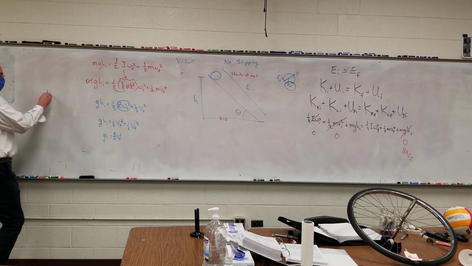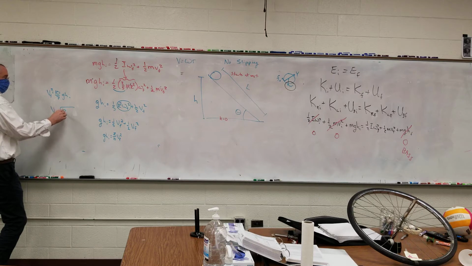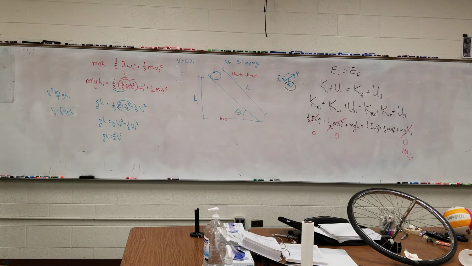And so my V_f squared is equal to 10/7 g h_i. And so V_f is the square root of 10/7 g h_i. If there were no friction, it would be the square root of 2 times g times h_i. So the linear speed is less because it's rolling.